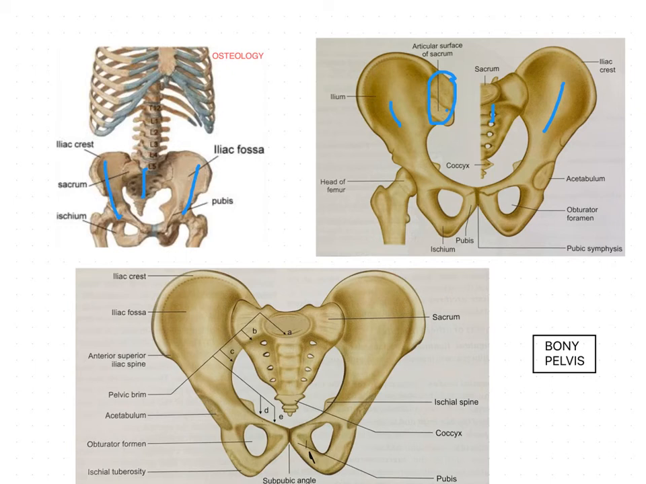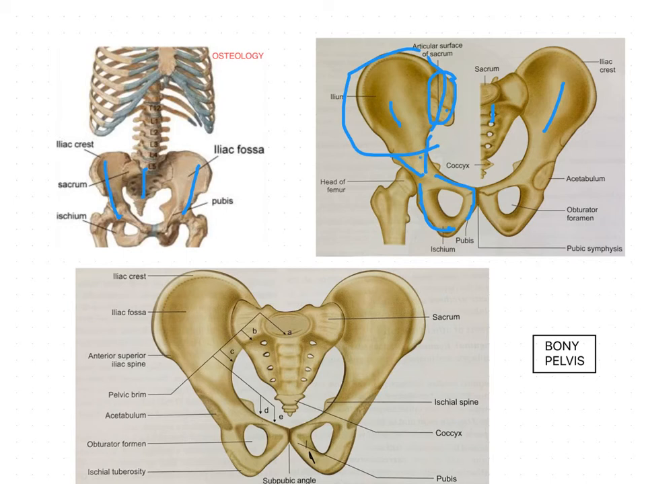And this hip bone is also made up of three bones. This expanded part of the hip bone is called the ilium, this lower part is called the ischium, and the upper part is called the pubis. All these three bones unite to form the hip bone. This is also called the innominate bone.